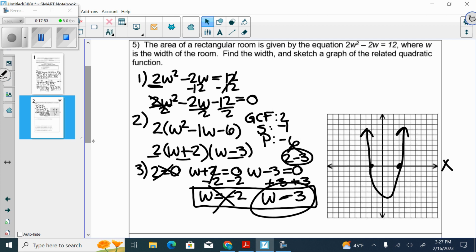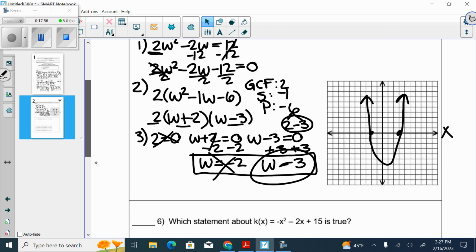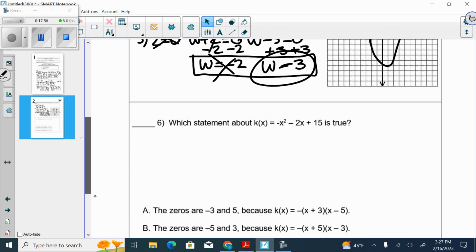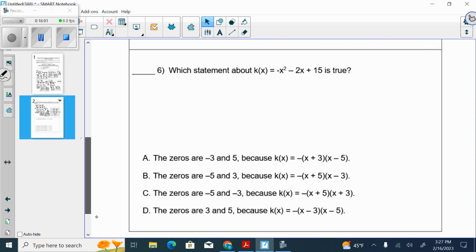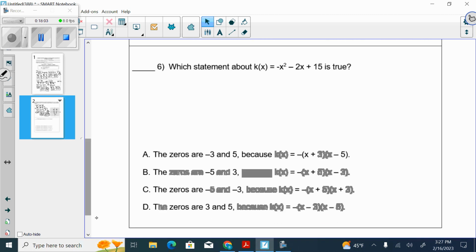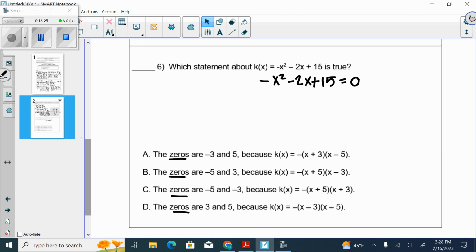All right, last one. We got a multiple choice question here. This one says, which statement about this function is true? And look, all of these are asking for the what? The zeros. And the zeros is the same thing as the x-intercept and everything else, right? So same process. Okay, so first we need everything on one side. Do we have everything on one side? Yeah. So I've got my -x² minus 2x plus 15 all on one side equals 0. And then what do we do?